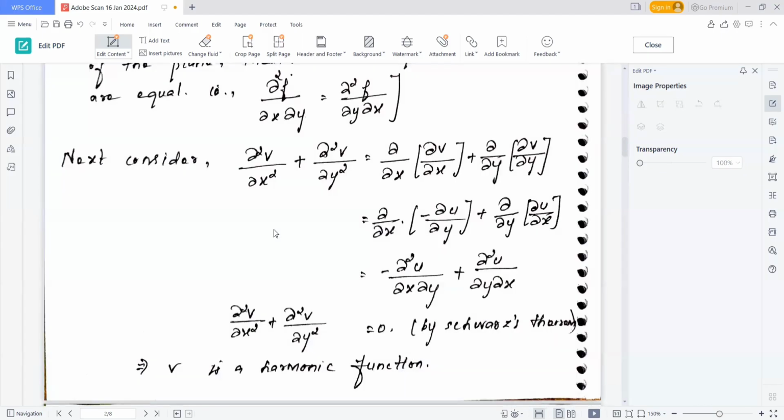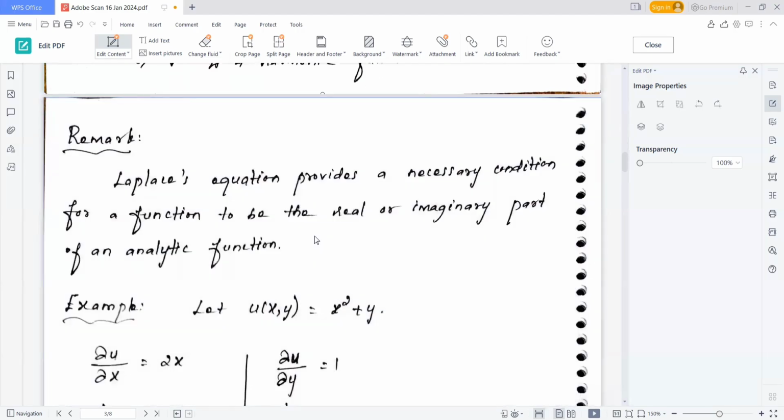Using this theorem, we can check whether a function u of x comma y or v of x comma y can be the real or imaginary part of an analytic function. If it is the real or imaginary part of an analytic function, then it must satisfy the condition for a harmonic function. If it is not satisfying the condition, then we can directly say that the function u of x comma y or v of x comma y cannot be the real or imaginary part of an analytic function. I hope it's clear to you all.